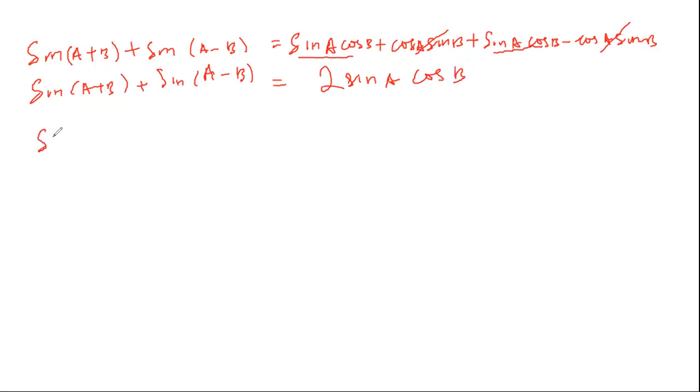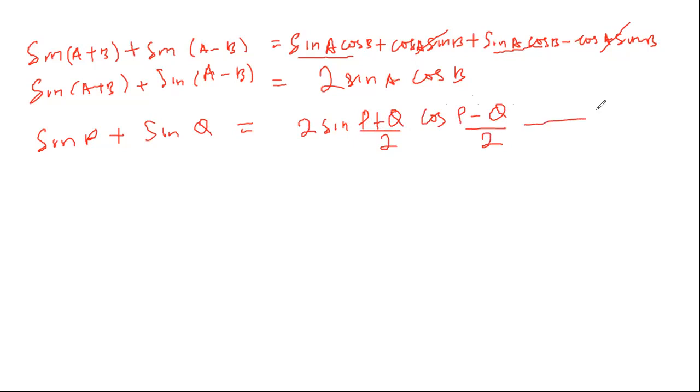Then we substitute, so this would be sine of P plus sine of Q, and this is equal to 2 sine, what is A in terms of P and Q? A is P plus Q over 2. P plus Q over 2. And then cos P minus Q, still that divided by 2. So that is our fourth.